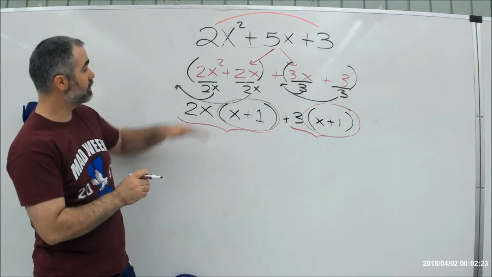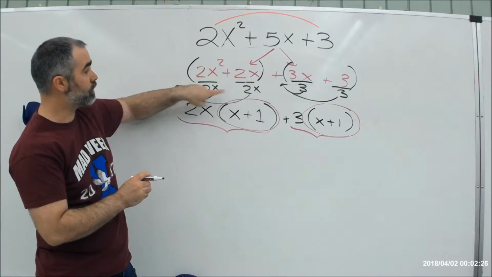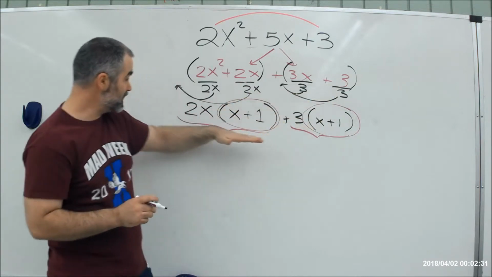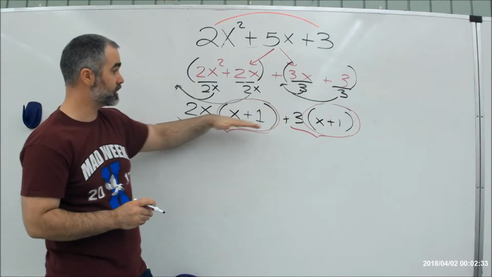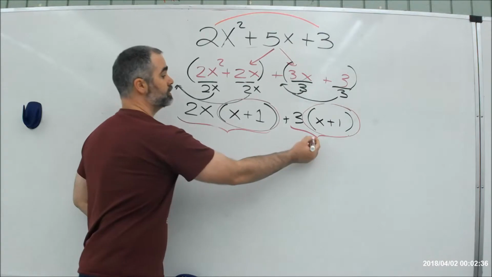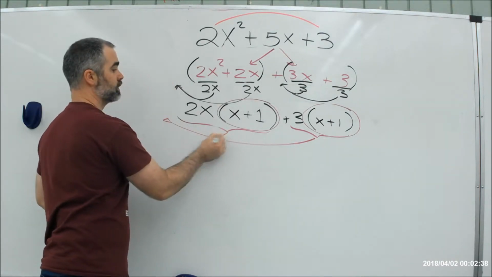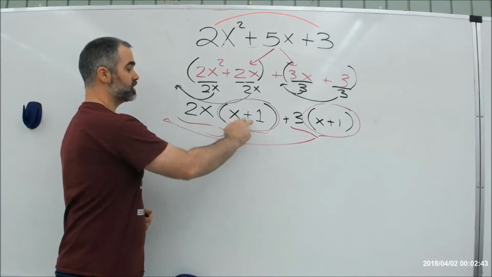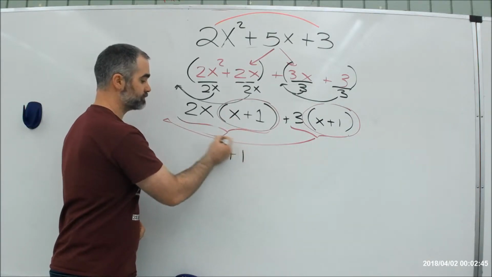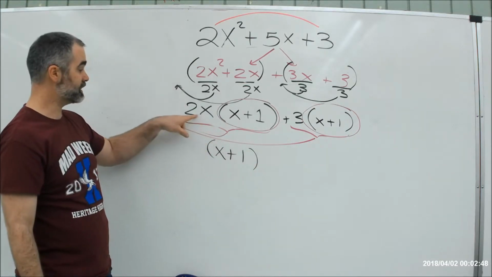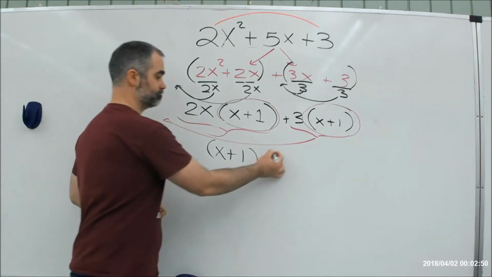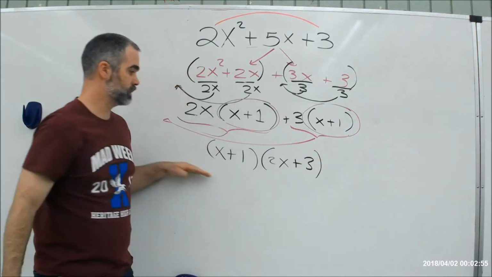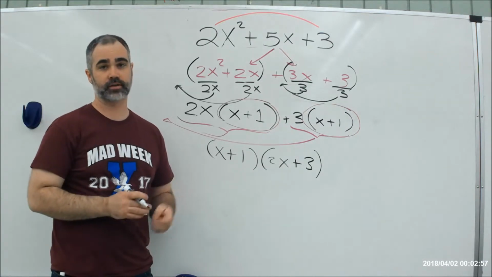Just like here, the greatest thing that went into both is 2x. In this problem, I can evenly divide 3. In this problem, I can evenly divide x plus 1 and x plus 1. So I'm going to undistribute both x plus 1s. And if you see what you got left, you've actually finished. So the x plus 1 is going to go on the outside. What's left is a 2x from this first term and a 3 from the other term. So this whole thing is now factored.